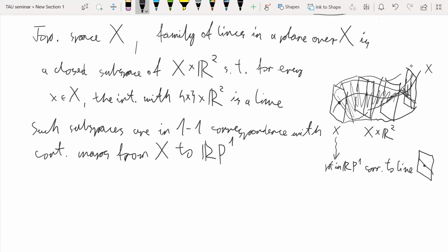I'm going to wait a second in case you would like to clarify what the question is. Perhaps what I have just explained answered this question. F: X to RP1, then we take x.